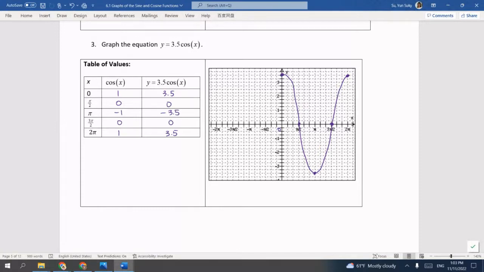Usually, the problem in the exam will ask you to draw 2 periods. So this is 1 period. And then you shift this a little bit to the left. So that point is right here. Okay. And this point and that point. So you draw it.